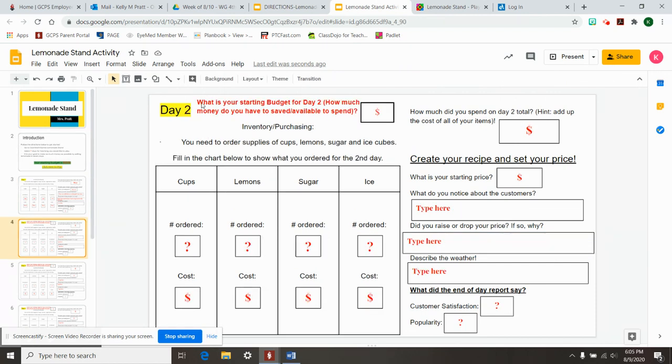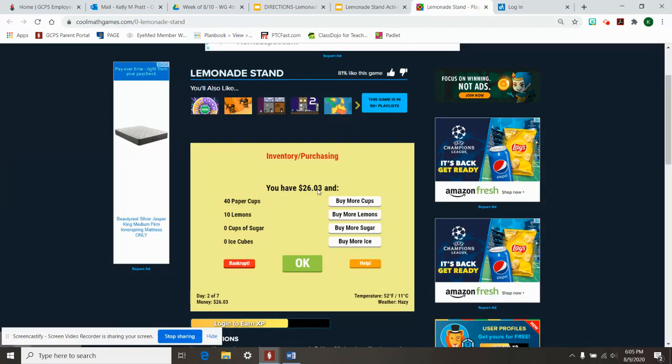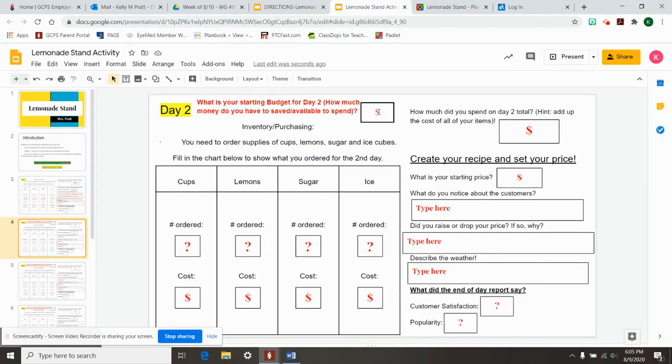Okay, and it says, what is your starting budget for day 2? How much money do you have to save or available to spend? And that's where I'm going to put this amount, $26.03. And that's how much I have to spend for this day. So then I will just continue on with what I did in the first slide and make sure I read the directions very carefully for each slide, because this one says, how much did you spend on day 2? What was your starting price right there?